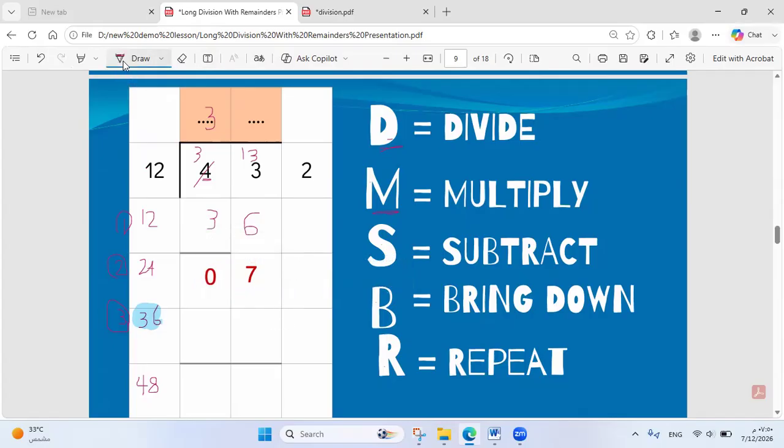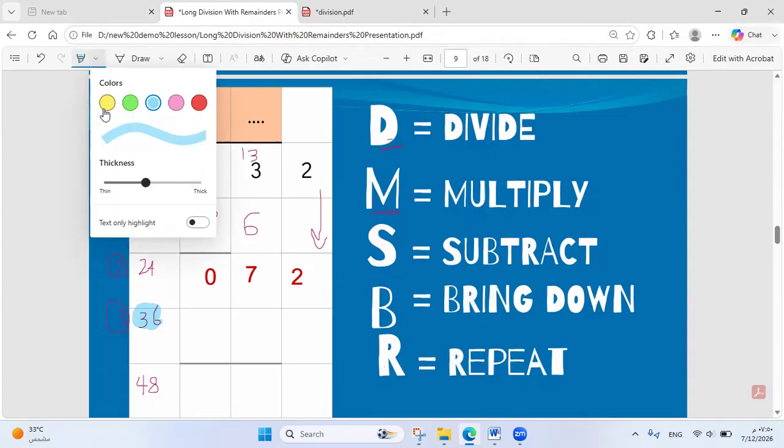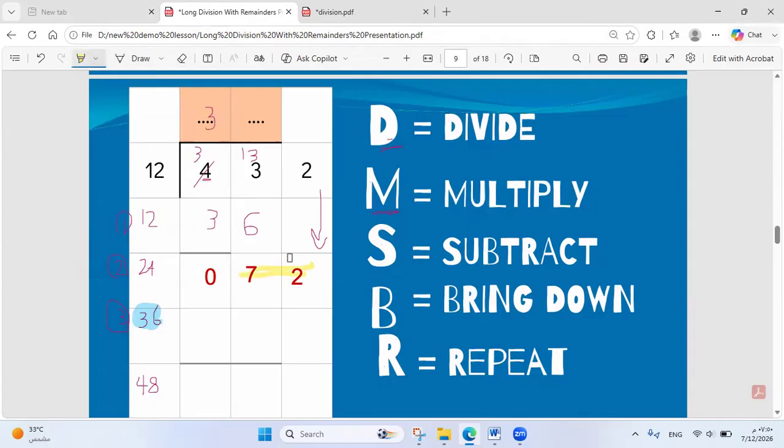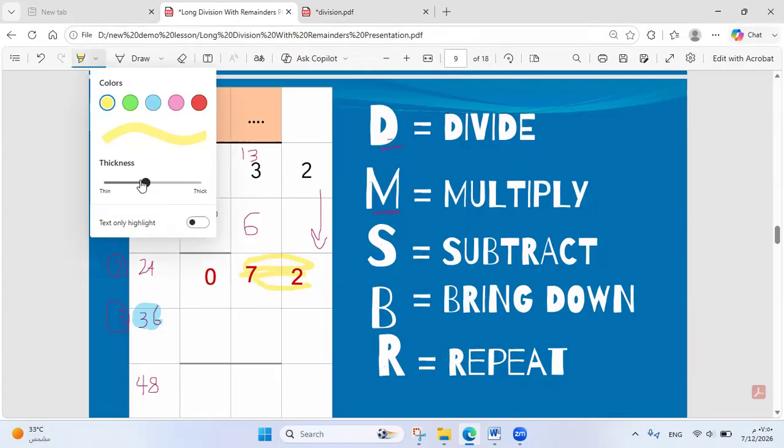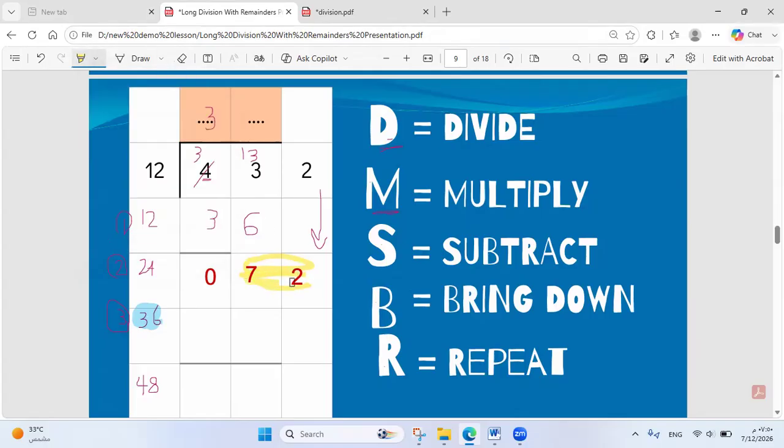So what do we do next? Yes, very good, we bring down the next digit, which is 2. So we put the 2 here. Now, if we put the 2 beside the 7, like this, we have 72. 72 as one number here. We can divide it by which number? By the same divisor, which is 12. All the time we divide by the same number, which is 12 here. So 72 divided by 12 equals, yes, very good.